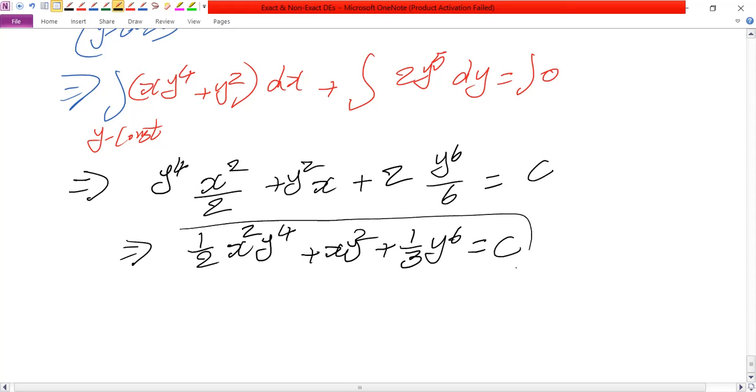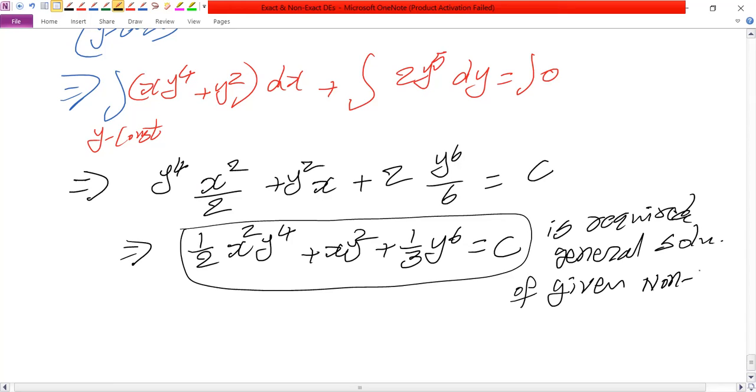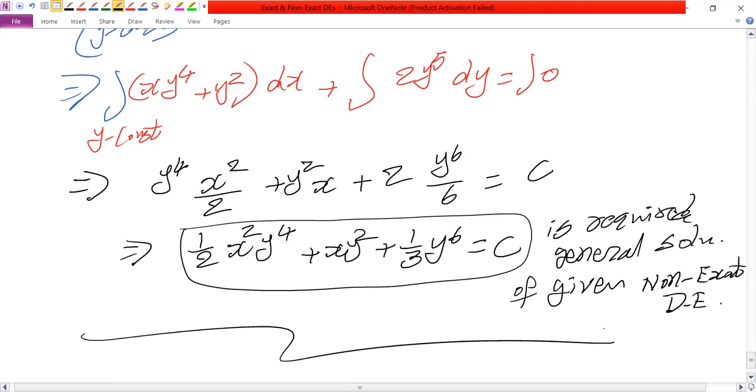This is our general solution of equation 2, as well as of the given non-exact DE. In the same manner, it is a solution of the exact DE, equation number 2. Okay, so this is our solution.